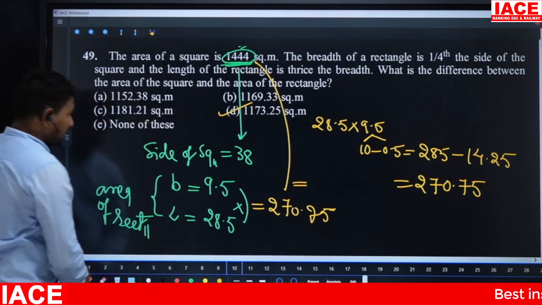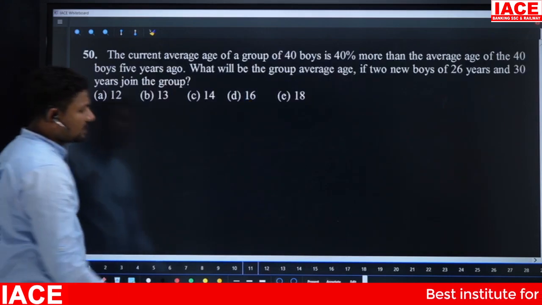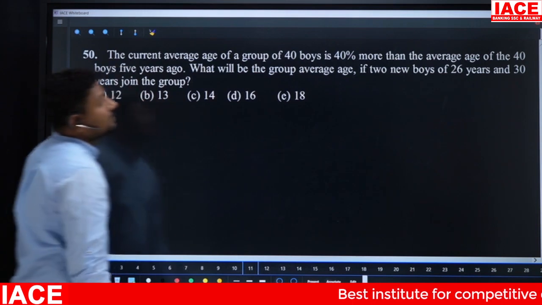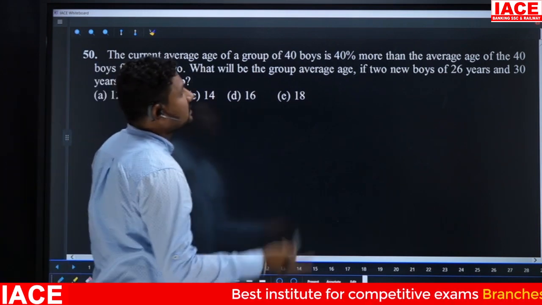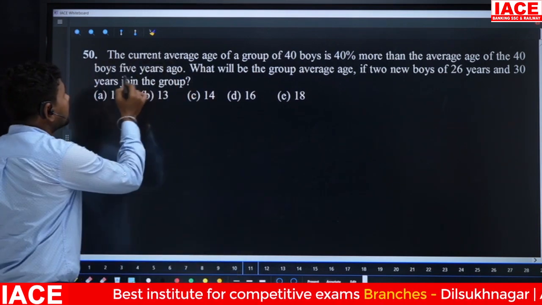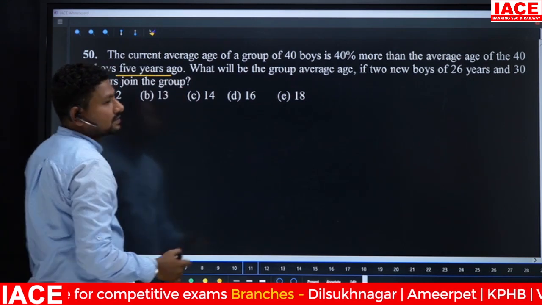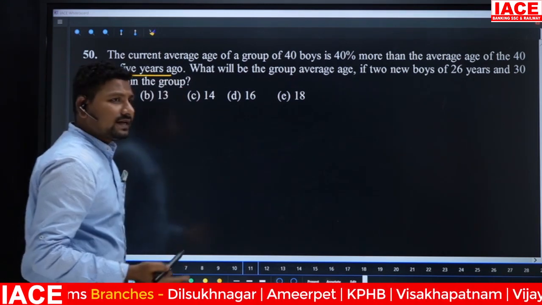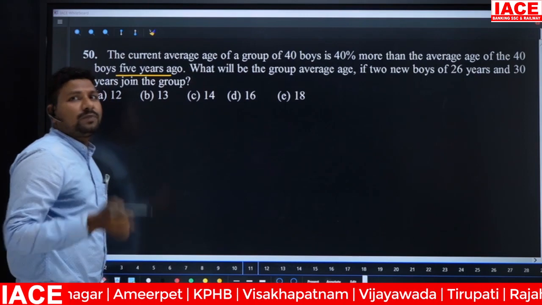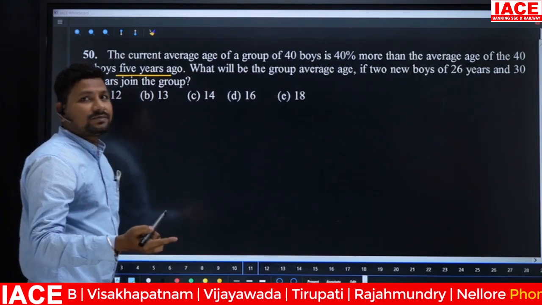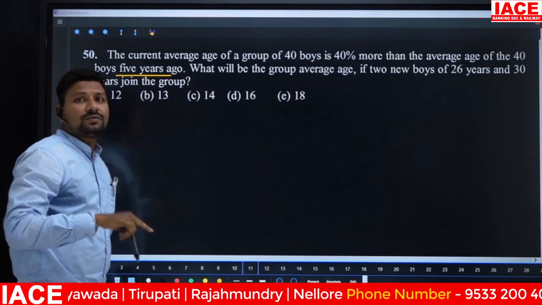And go for the next question. The current average of the group is 40 boys. 40% is more than the average age of the 40 boys, 5 years ago. So comparing to previous age, any person's present age should be more. Previous age is 100 years means present age is 40% more, which means 140.